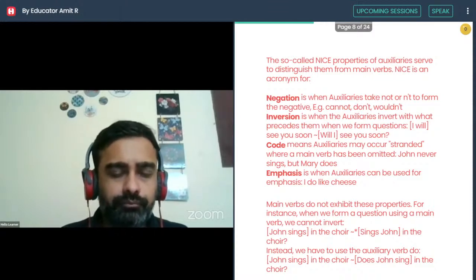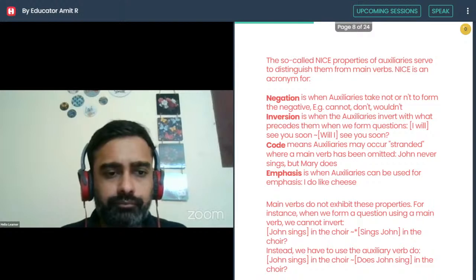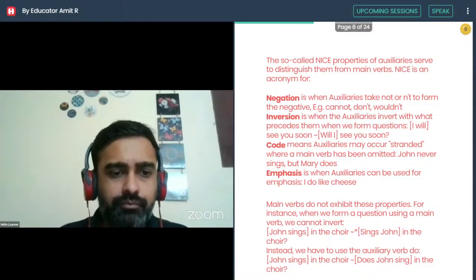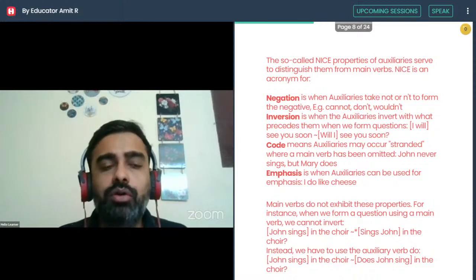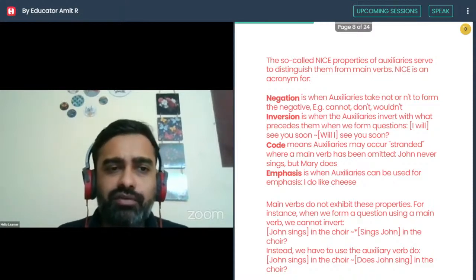Main verbs do not exhibit these properties. For instance, when we form a question using a main verb, we cannot invert. John sings in the choir. Sings John in the choir? Instead, we have to use the auxiliary verb do. John sings in the choir. Does John sing in the choir? Very good. Thank you.